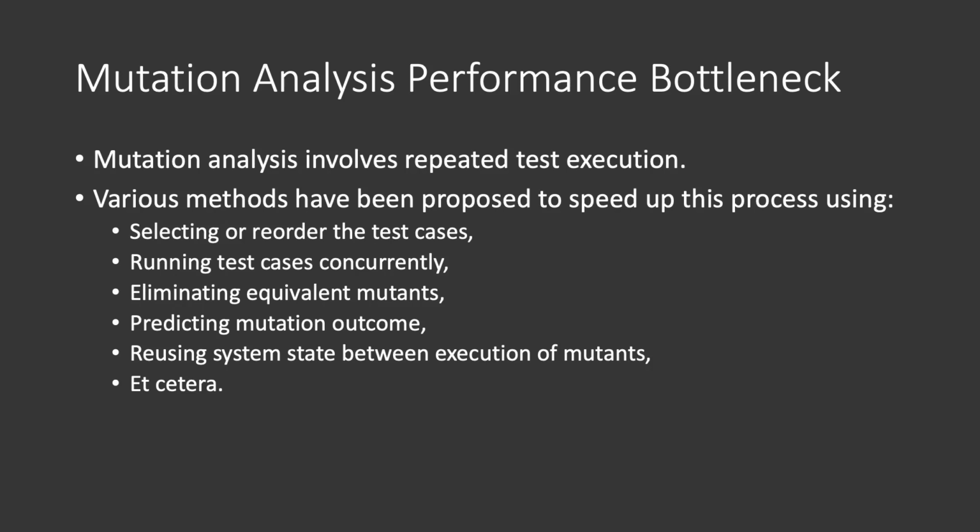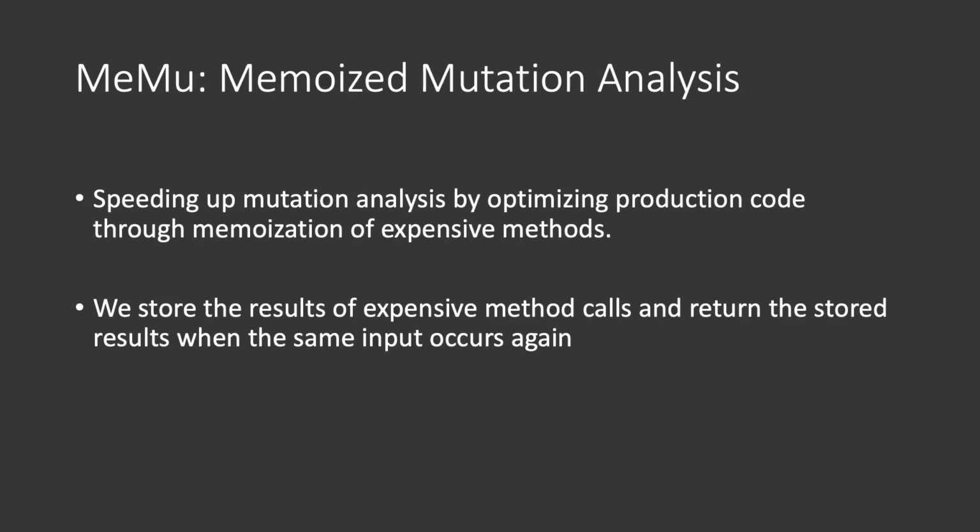Researchers have proposed various approaches to speed up the mutation testing process: selecting and reordering test cases, running test cases concurrently, eliminating equivalent mutants, predicting mutation outcome, reusing system state between execution of mutants, etc. In this work, we propose Memo, which stands for Memoized Mutation Analysis. We take a novel approach to speeding up mutation analysis by transforming production code so that the expensive methods use memoized results when pre-recorded inputs occur over and over again during mutation testing.